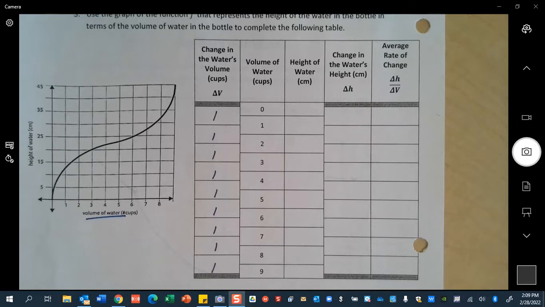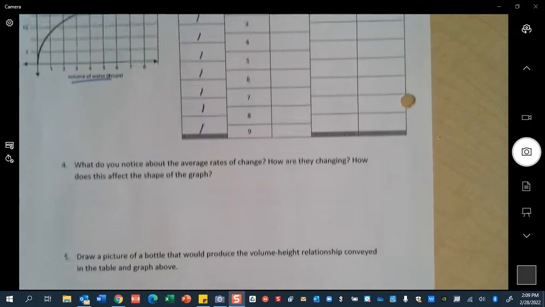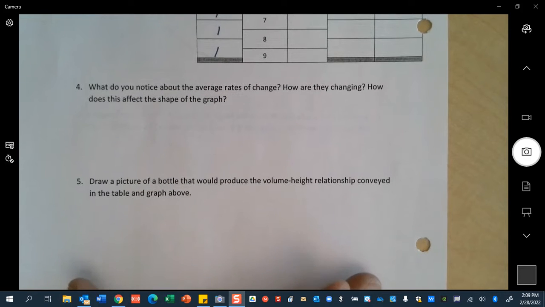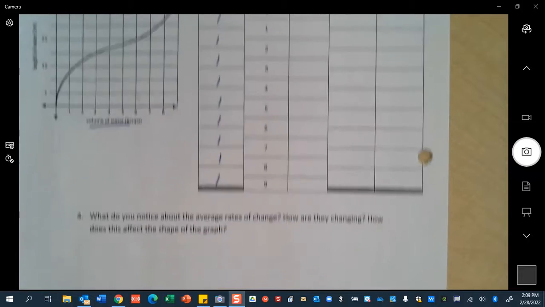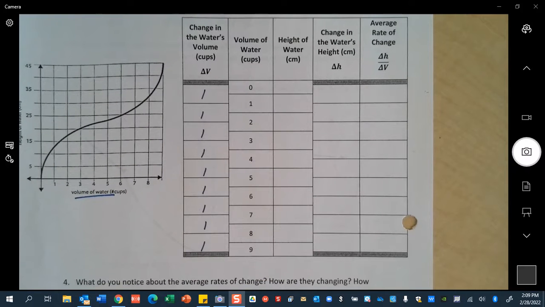After you complete that, I want you and your group mates talking about what do you notice about the average rates of change? How are they changing? How does this affect the shape of the graph? And so fun, here you get to draw what you think the bottle looks like that produced this graph. Are you good on that? All right, on your mark, get set, go be brilliant.